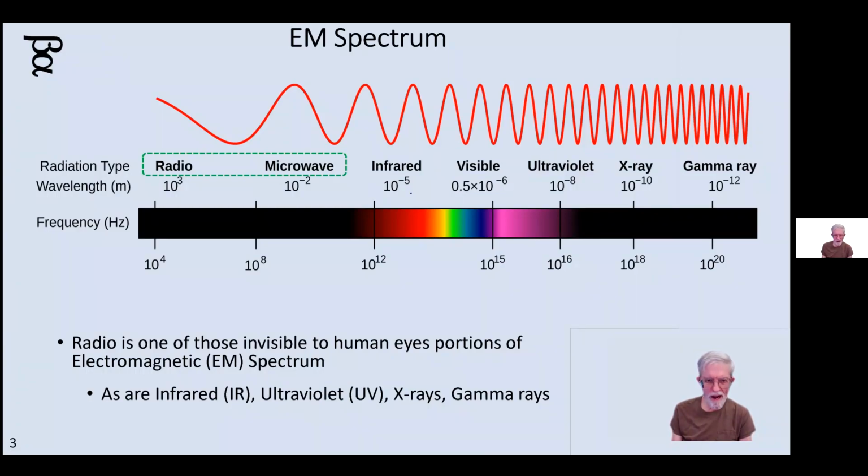You can see how waves are long and then go off to short, and you can see that radio is towards the longer end, and then you've got microwave and then infrared and visible, and you can see that the waves get shorter, the frequency gets higher, and you can see the wavelength and the frequency there. So radio is towards the long wavelength, lower frequency end of the spectrum, and it's invisible to human eyes, kind of like infrared, ultraviolet, X-rays, and gamma rays. We only get to see that visible slice where the colors are.